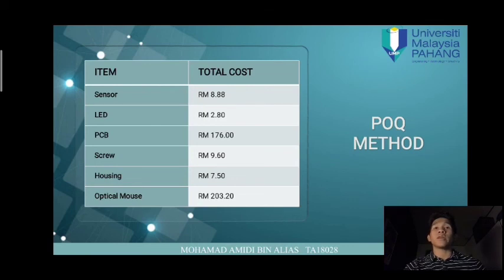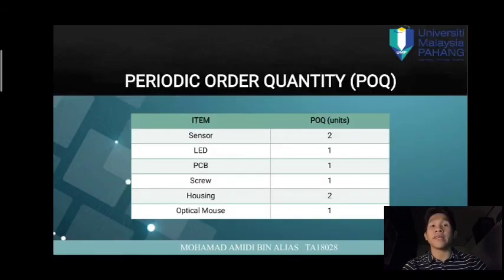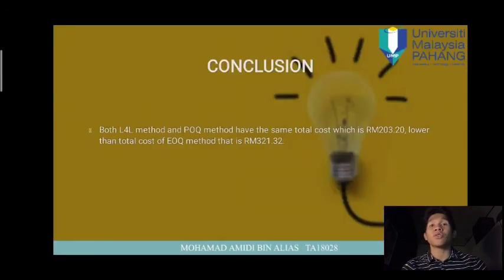For the POQ method, as we can see here, the total cost is the same as the L4L. In conclusion, both the L4L method and POQ method have the same total cost of RM203.20, which is lower than the total cost of the EOQ method, RM321.32. So in this case, we choose the POQ as our method for this product because it is cheaper than EOQ.